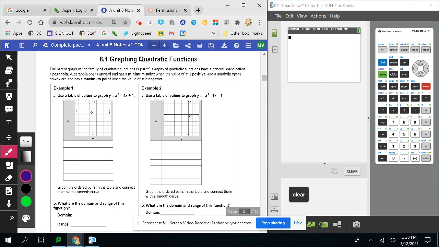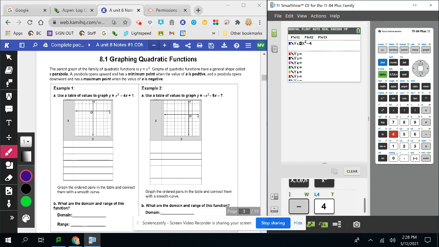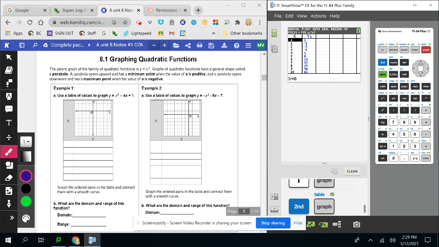To graph y equals x squared minus 4x plus 1, we're going to use our graphing calculator. We go to y equals, and then we enter x squared minus 4x plus 1. If we hit graph, we can see what that looks like. To graph it on our paper, we should use our table. I want to always see where the vertex is. You can see here at our table that our vertex is at 2, negative 3. So I write those points down in my table: 0, 1; 1, negative 2; 2, negative 3; 3, negative 2; and 4, 1.